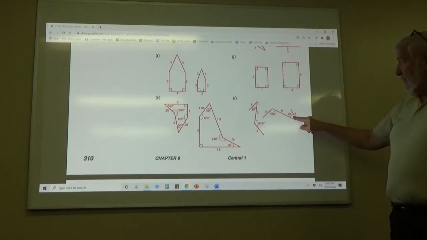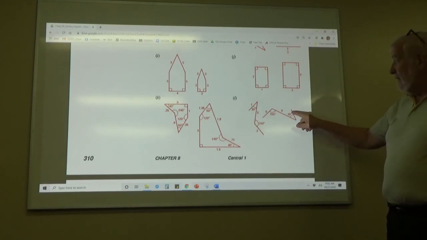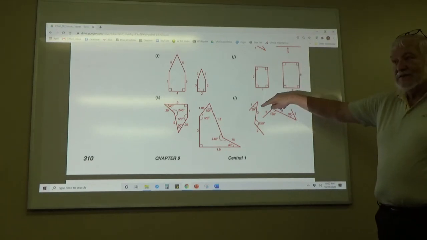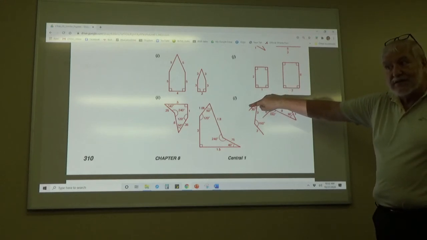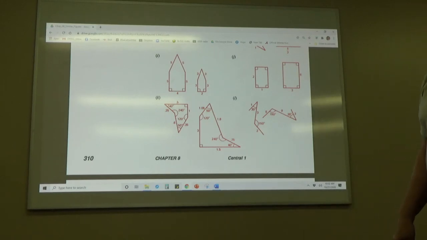Okay, here's a 30 degree. The right side is 3 and the left side is 9. So the left side is 3 times what the right side is. All right, go up to this 30 degrees. The left side is 3 times what the right side is. So are those proportional? Yes, therefore they're similar figures.